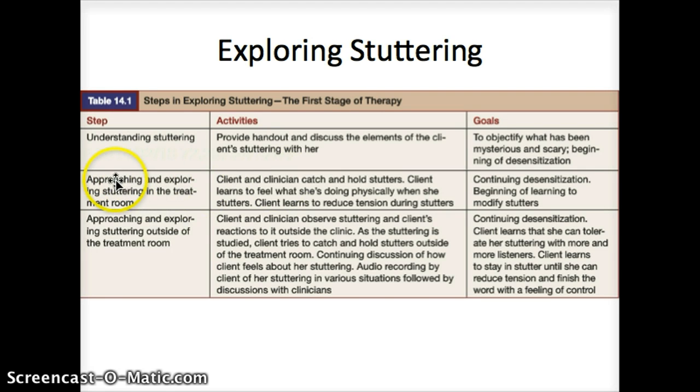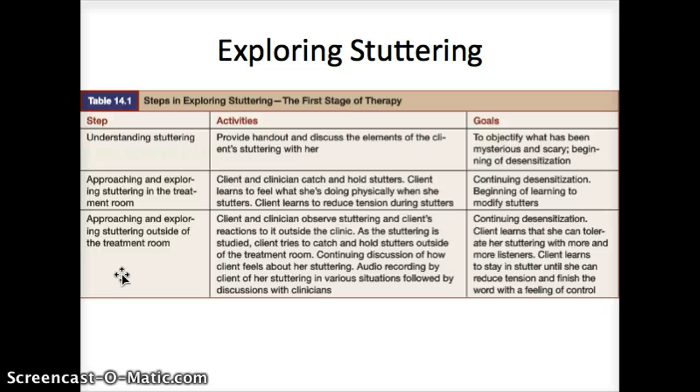Then another thing we do is approaching and exploring stuttering in the treatment room. So the client and clinician can catch and hold stutters, and the client learns to feel what they're doing physically when they're in the moment of stuttering and learn to reduce the tension during the stutter. So we can do this in the treatment room, and then we also can do this outside of the treatment room. So the client and clinician observe stuttering and the client's reactions to it outside of the clinic. And as the stuttering is studied, the client tries to catch and hold stutters outside of the therapy room.